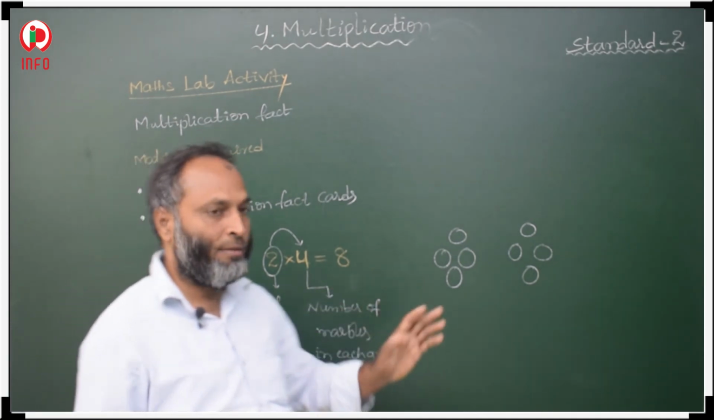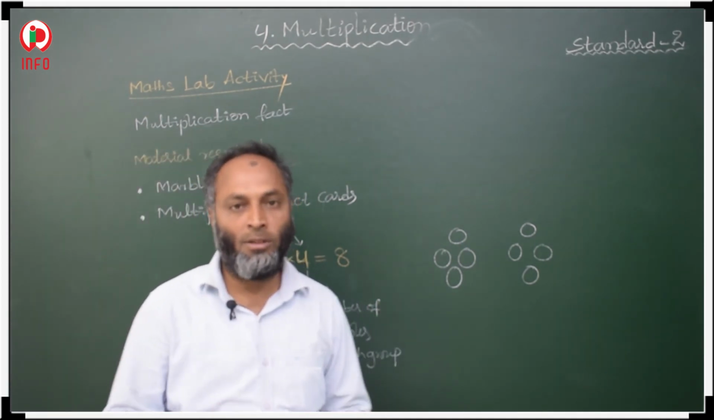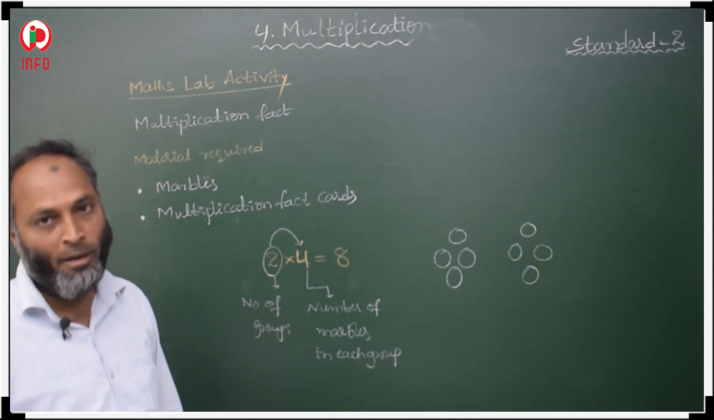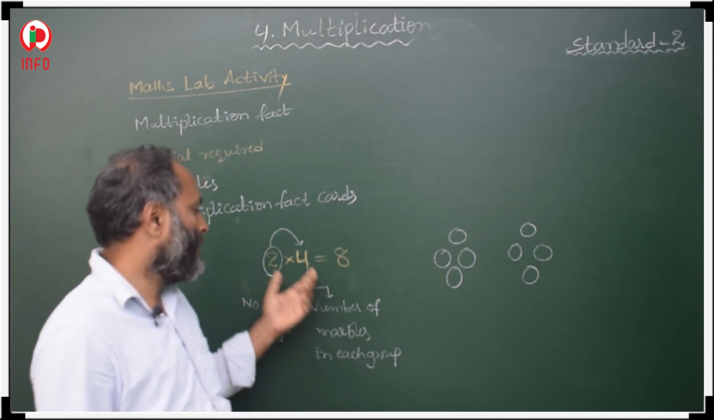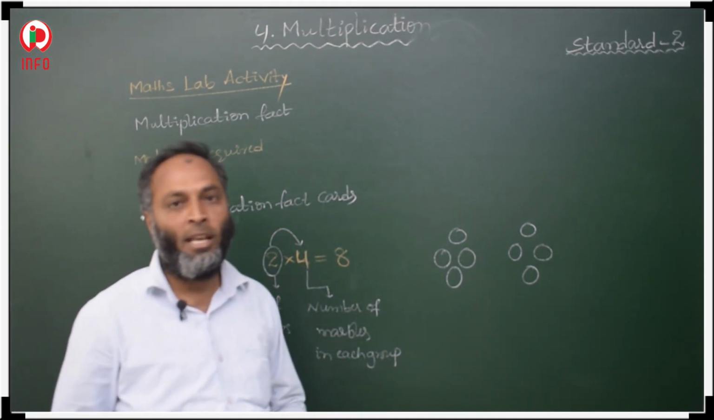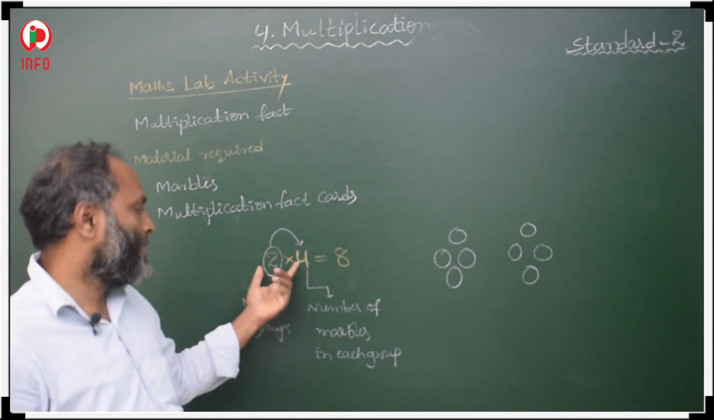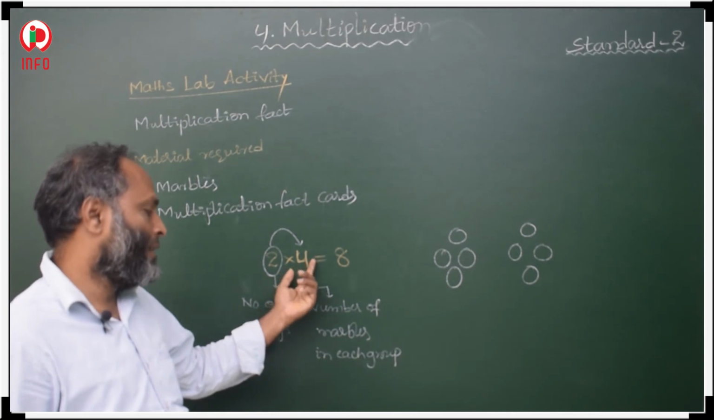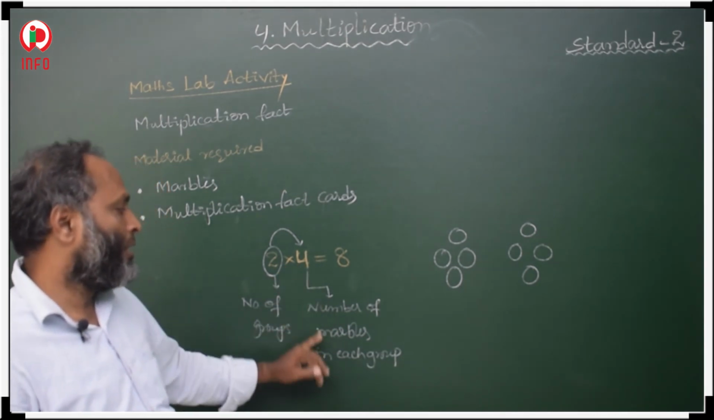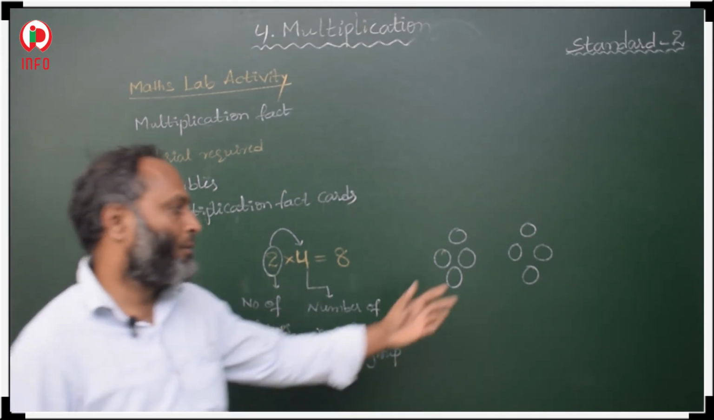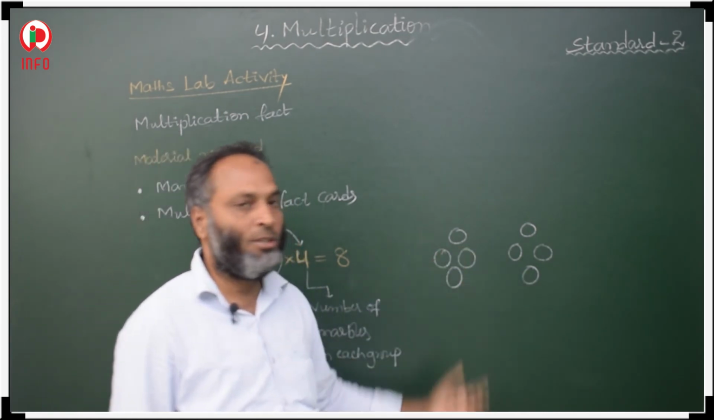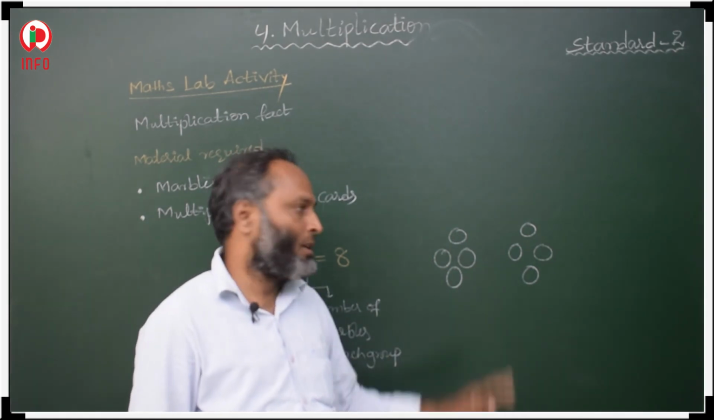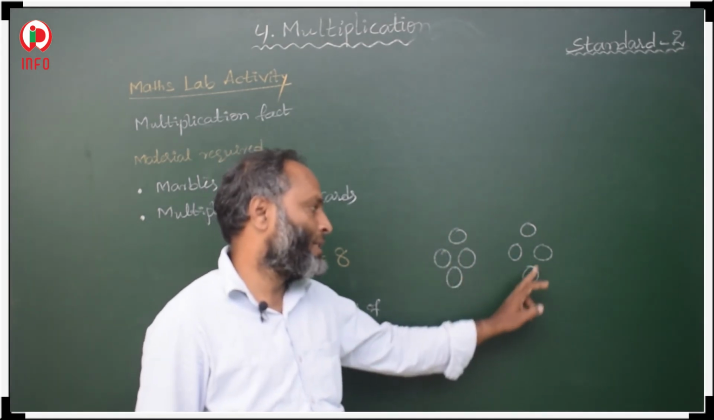So like this, the first group should collect, that is, take out one multiplication fact card. Whatever you prepared, the second group, according to that, if 2 4s is there, should arrange the marbles in such a way that the first number represents the number of groups and the second represents the number of marbles. 4 marbles they have to arrange in each of 2 groups. And after that they have to count the total marbles. 1, 2, 3, 4, 5, 6, 7, 8.